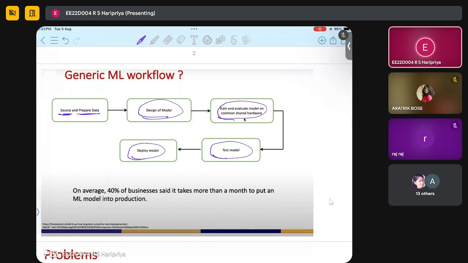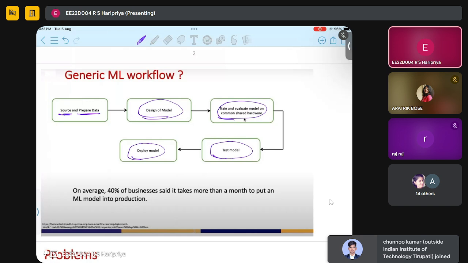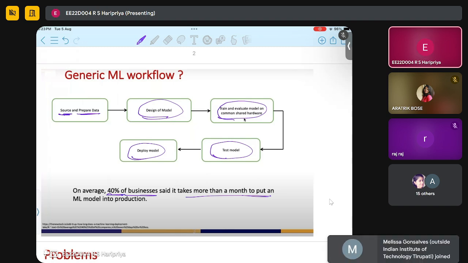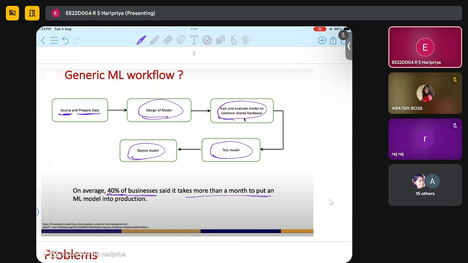In the generic machine learning workflow, on average, 40% of businesses are said to take more than a month to put an ML model into production. In this scenario, how are we going to optimize in such a way that we put in little effort to put any ML model which we design into production?